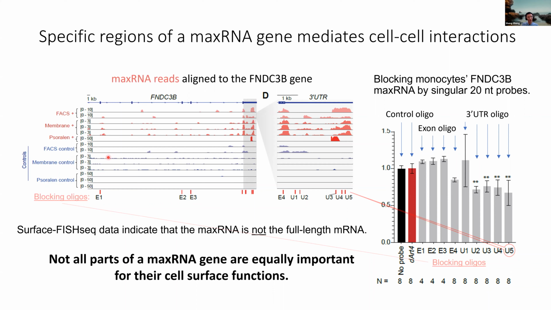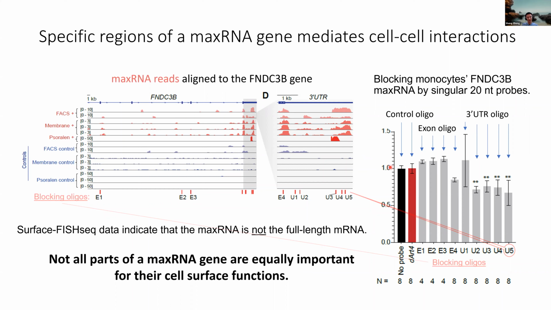So we then designed individual antisense probes targeting different parts of this gene. And we had 5 probes targeting different parts of the 3' UTR of the gene, because there simply are more surface sequencing reads at the 3' UTR. And then we quantified the monocyte EC attachment level from extracellular incubation for 1 hour of every antisense probe.